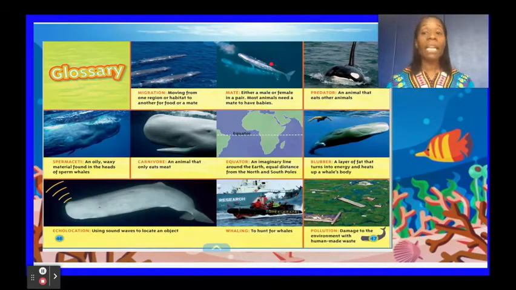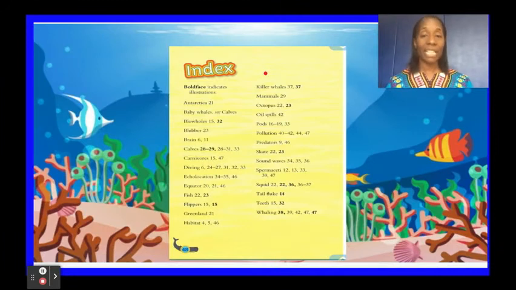Glossary. And here the author provided a glossary. A glossary gives us definitions, and the author also provided pictures to help us. Let's go to page 48, index. Here's an index. And so we've learned previously that if we turn to page 21, we would see the word Antarctica.